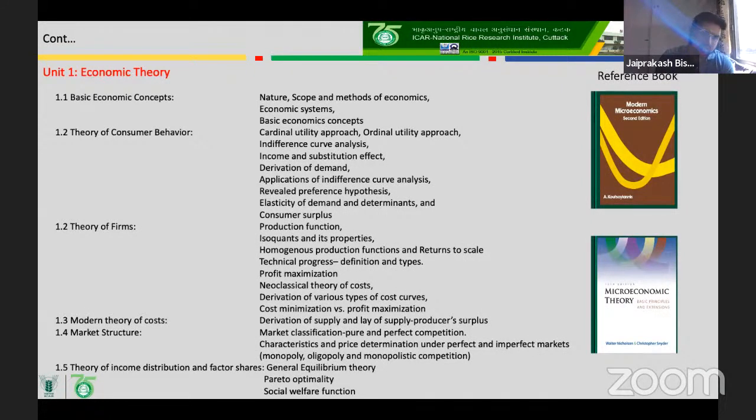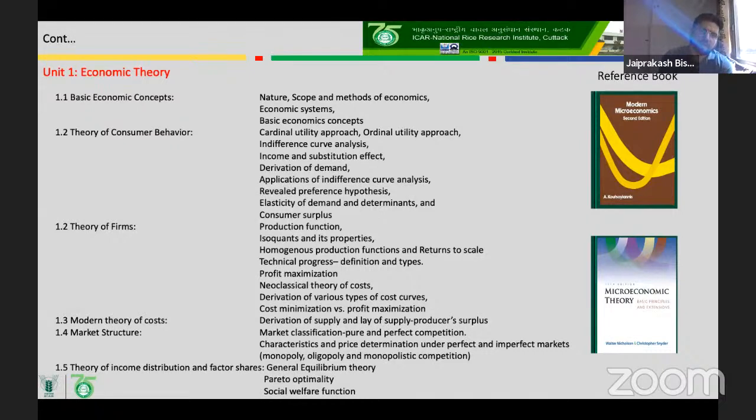You should be very thorough about these conditions. Then you have to be very thorough about the market structures. There are different kinds of market structures like perfect competition, monopoly, oligopoly, monopolistic competition, imperfect competition. You should be very thorough with all these things. And theory of income distribution, income factor and factor share, like general equilibrium theory, then social welfare function, market failure, Pareto optimality conditions. So these things are important in the first unit, which is your economic theory.